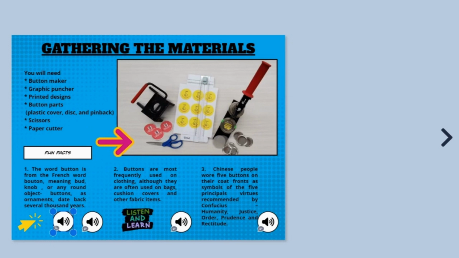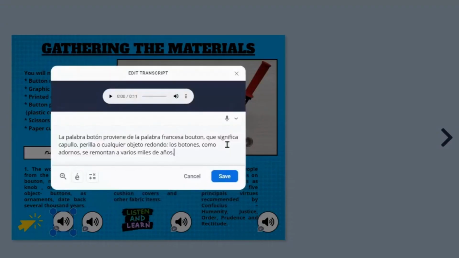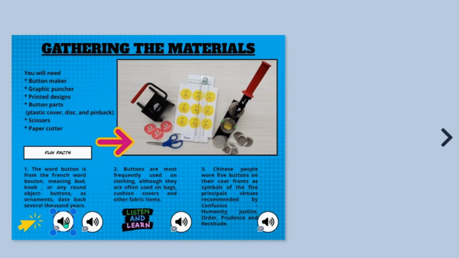Now, the translation feature, which is brand new to Book Creator, is pretty amazing. So here is the original and here is the translation. We have the transcript right here. It is translated. It says here, powered by Google Translate. Again, I can edit it. But now it also translates the audio, which is amazing.